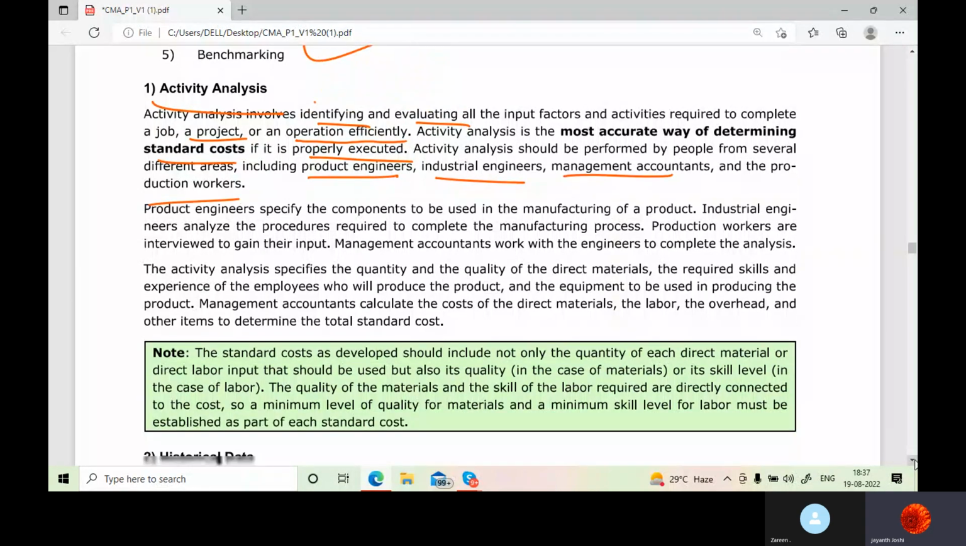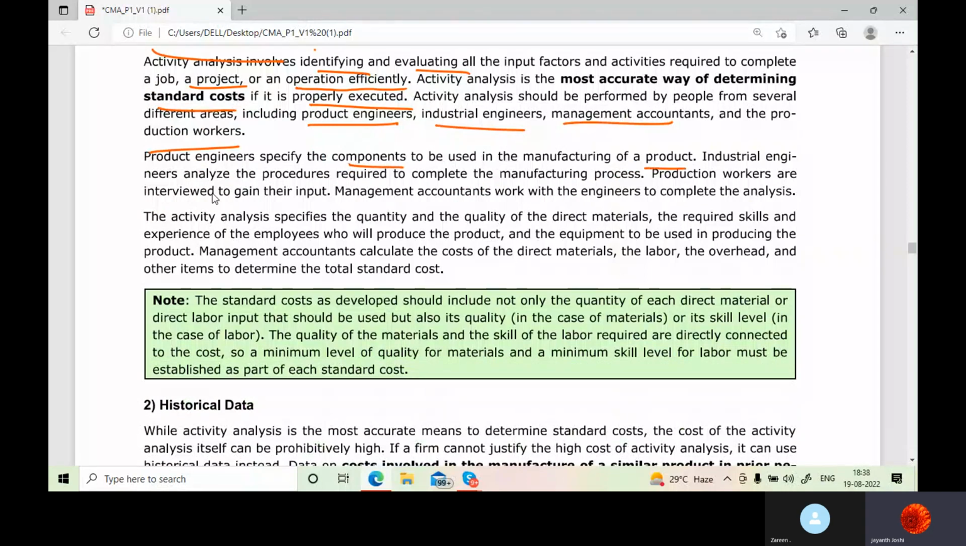Product engineers specify the components to be used in manufacturing of a product. Industrial engineers analyze the procedures required to complete the manufacturing process. So the product engineers know what components they require to make a product, and industrial engineers see what kind of process they will be using to make that product. Production workers are interviewed to gain their input. Management accountants work with engineers to complete the analysis.